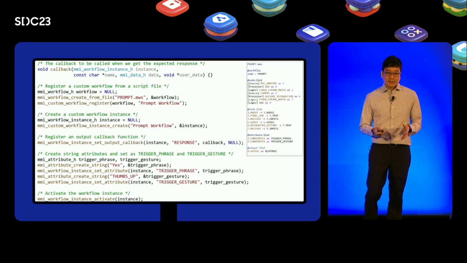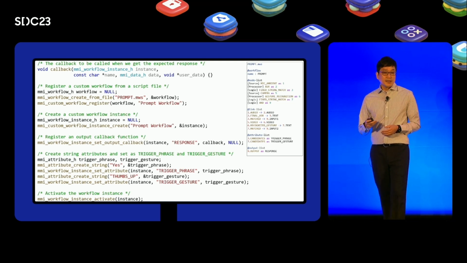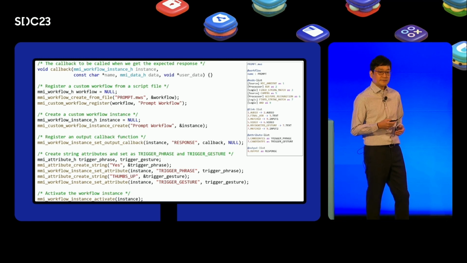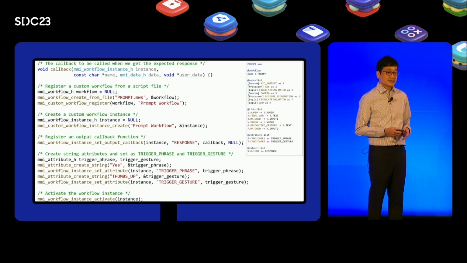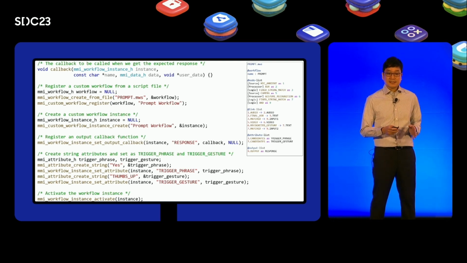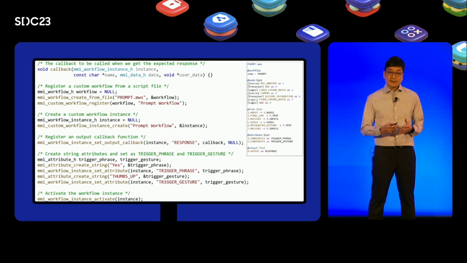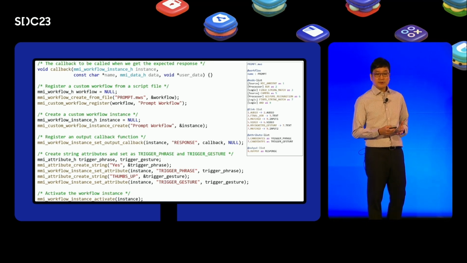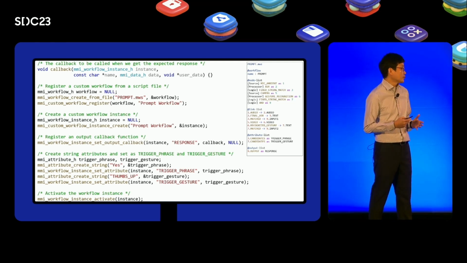Now, let's put the exported workflow script into action. First, define a callback function for the desired event. And then, load the script file, create an instance, and set the callback function. Next, set trigger phrase and trigger gesture attributes. Finally, activate the workflow. As we have seen, implementing multimodal interaction with our framework greatly simplifies the development process.